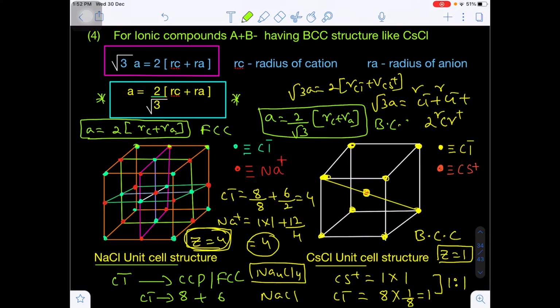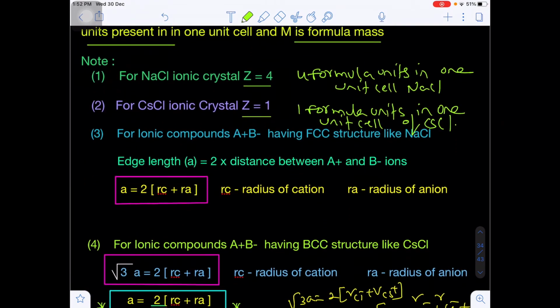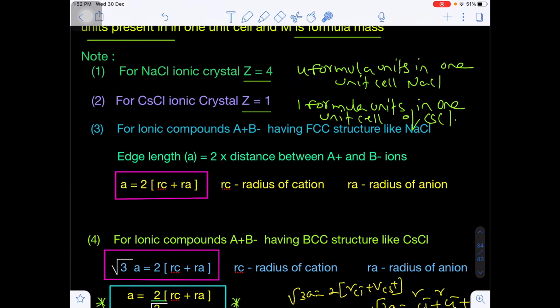This is corresponding to the body centered ionic unit cell. Okay. Now, here, formula units. What will be the Z? Number of formula units per unit cell of NaCl, that is 4. Number of formula units per unit cell of cesium chloride will be 1.